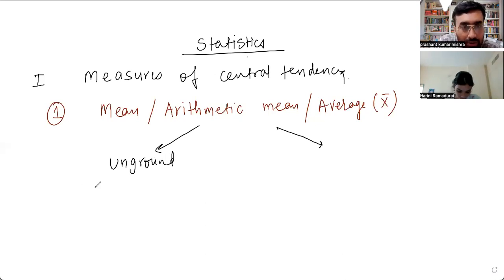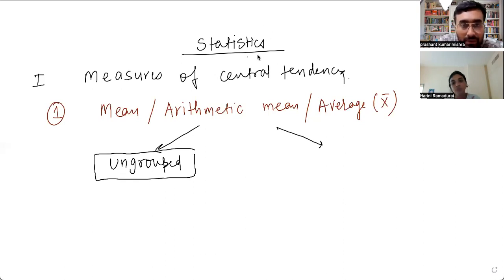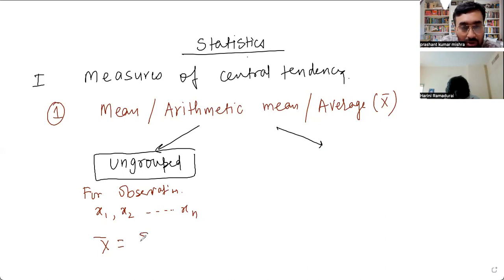That is what we read in grade 9, ungrouped. In ungrouped, the observations will be like x1, x2, and so on till xn. So the mean is given by the summation of xi from i equals 1 to n, divided by the number of terms. This is the ungrouped data where the frequency is not given. In that case, this is the formula.